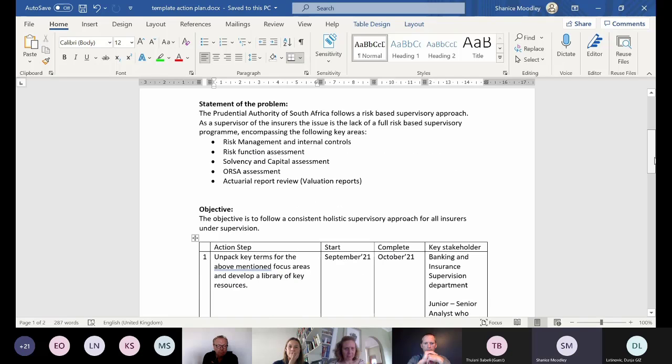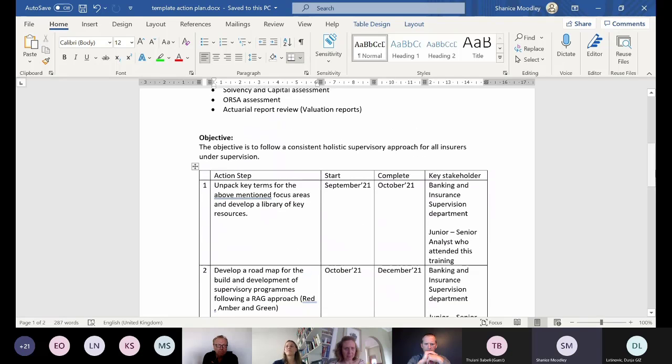Our objective is then to follow a consistent, holistic supervisory approach for all insurers under our supervision. And the way in which we'd like to achieve this objective is to develop what we would call the Insurer Atlas, the Insurer Supervisory Review Atlas, sorry. The first action step would be to unpack the key terms for the above-mentioned focus areas, key terminology that we've learned throughout the course of this training and our interactions with our colleagues from the other countries on the line, and develop a library of key resources for those people in South Africa who are supervising the various insurer entities.